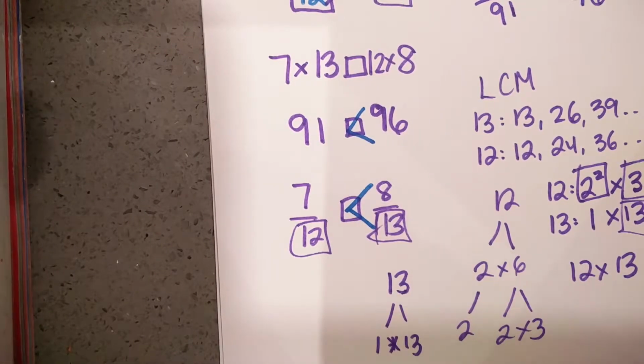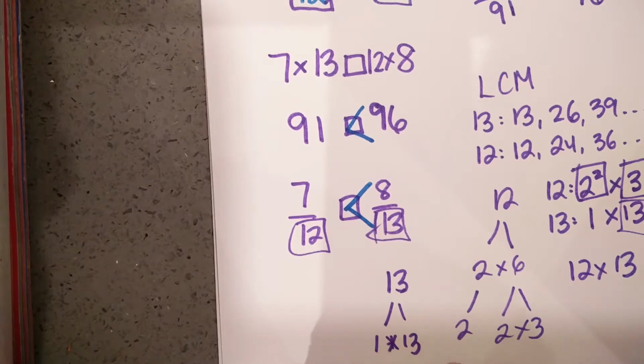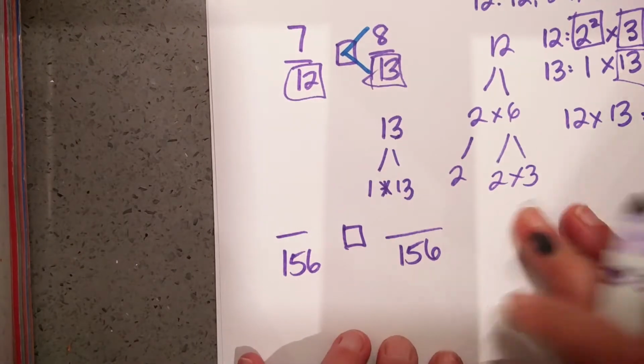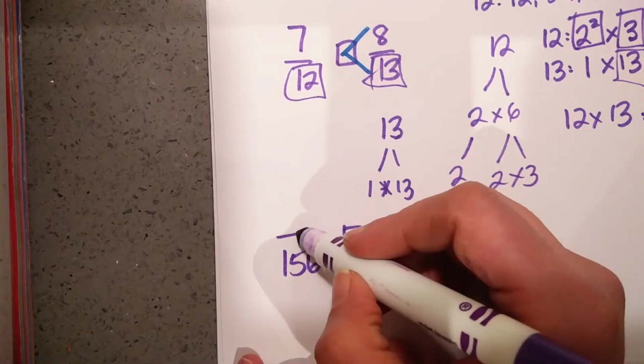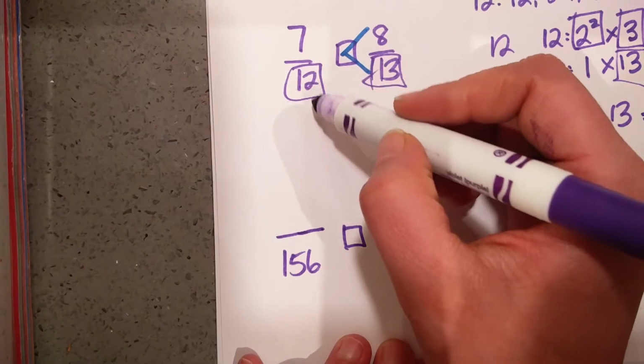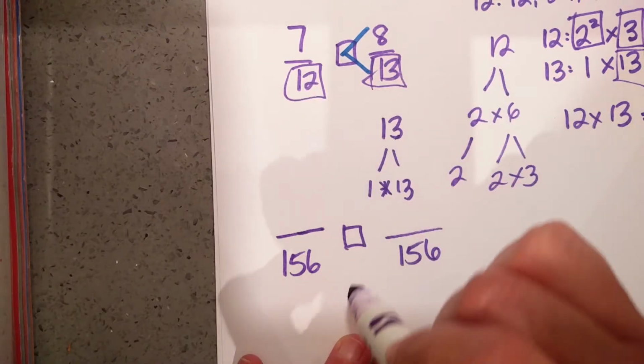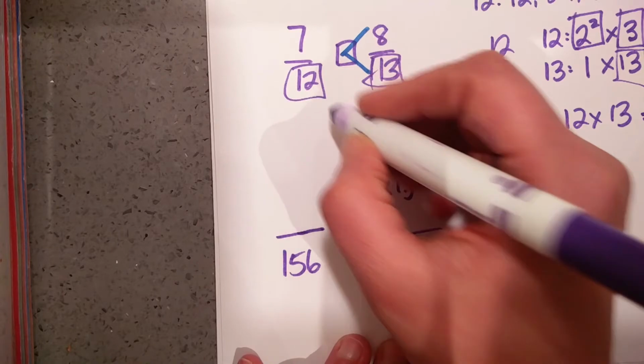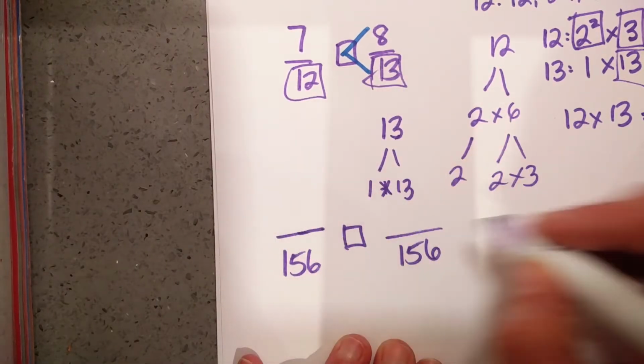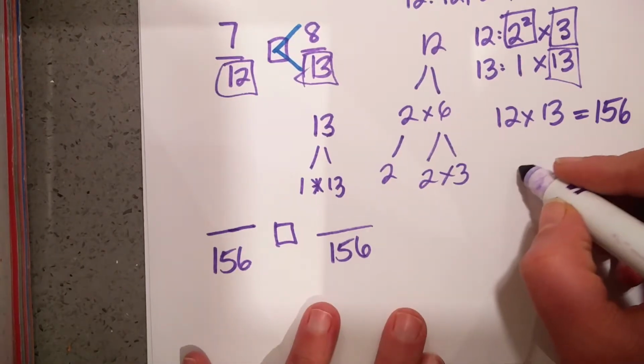So I'm going to have on the bottom here 156 on this side, and I'm going to have 156 on that side. Oh, you can't see that. There we go. So to make an equivalent fraction, I have to think to myself, what did I multiply the 12 by in order to get to 156? And we know that that's 13. So therefore, I have to multiply the top by 13.